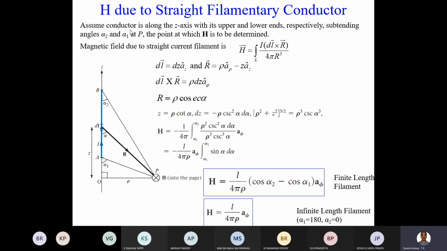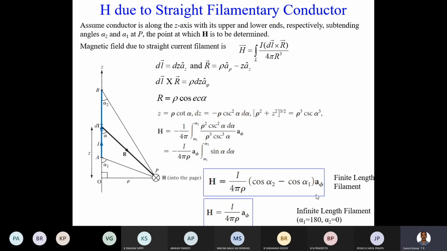For discussion, last class we considered this example, a finite and an infinite length of conductors. What will be the magnetic field produced by the current flowing through such elements? Out of these two formulas, the first formula is for the finite case, and the other is for the infinite case. Be clear, it is not for semi-infinite, it is for full infinite. Both ends are at infinity.